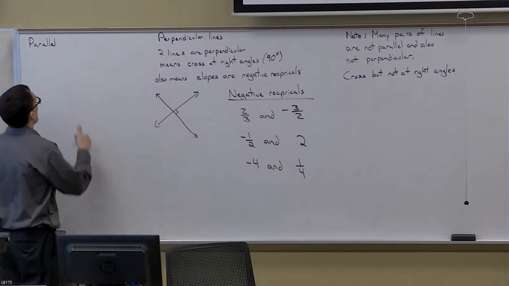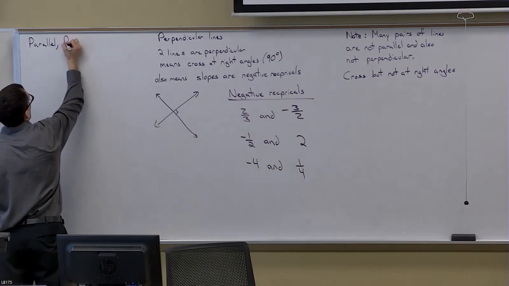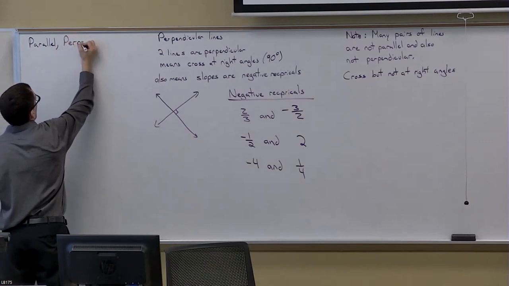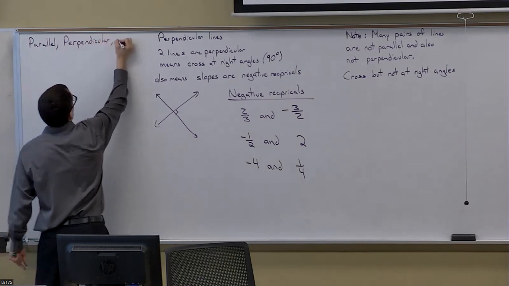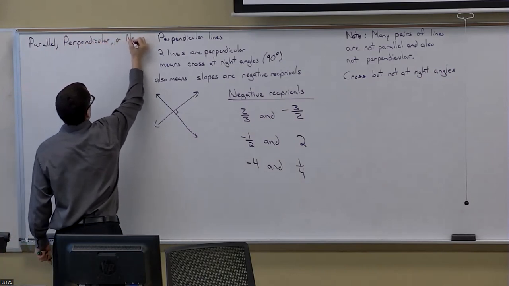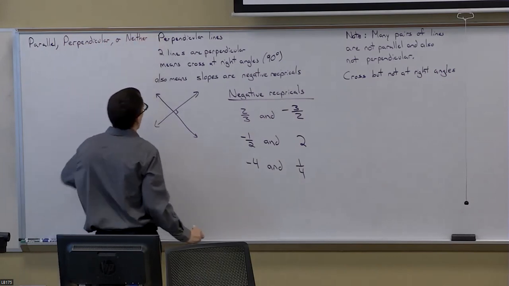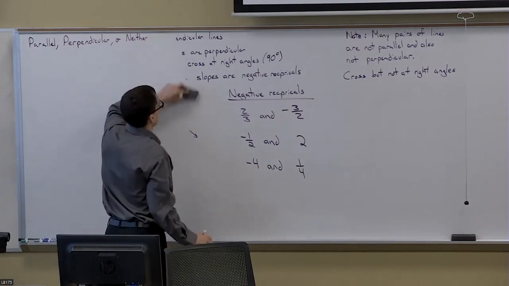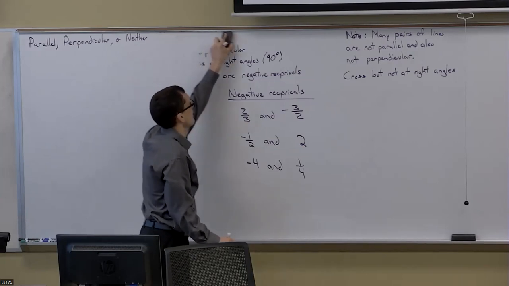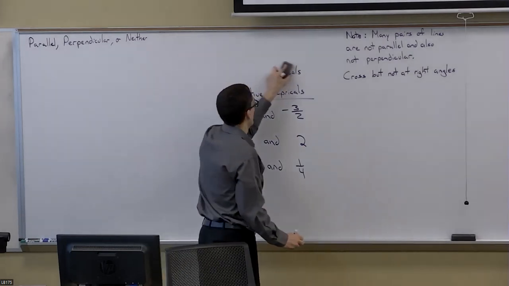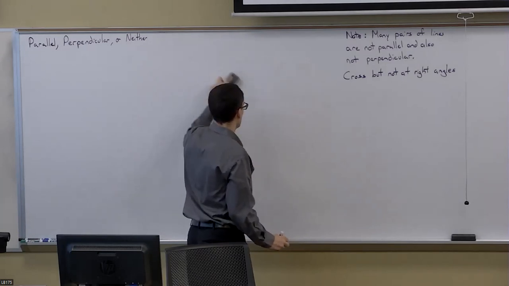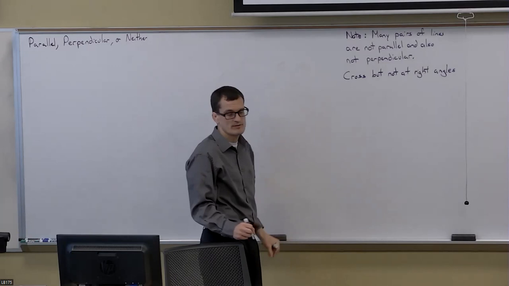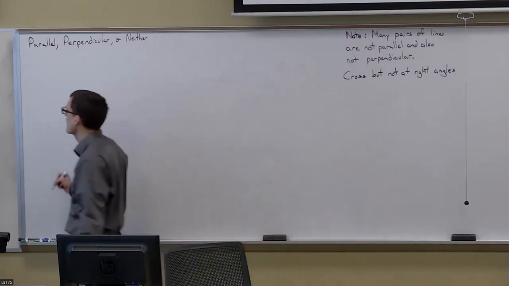So we do this little game where we say, well, parallel, perpendicular, or neither. And we'll give pairs of lines, and we'll have to decide whether a pair of lines is parallel, perpendicular, or neither.